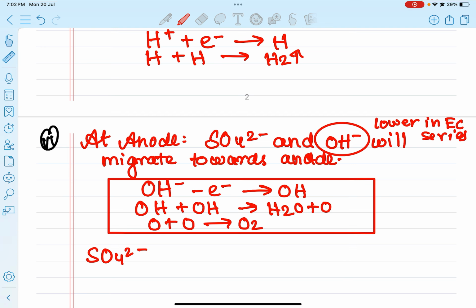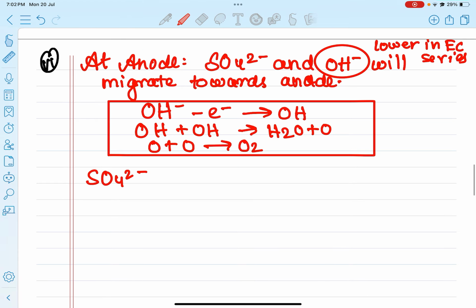Now, at anode, the discharge of OH minus, as I told you, disturbs the ionic equilibrium of water, and in order to maintain the ionic equilibrium, water itself gets ionized. The excess of H plus ions thus produced, and SO4 2 minus ions, increase the concentration of sulfuric acid at anode. So at the cathode, sulfuric acid concentration decreases. At the anode, sulfuric acid concentration increases. That is what happens, right? I hope you've understood what I'm trying to say. So just let me write it down quickly.